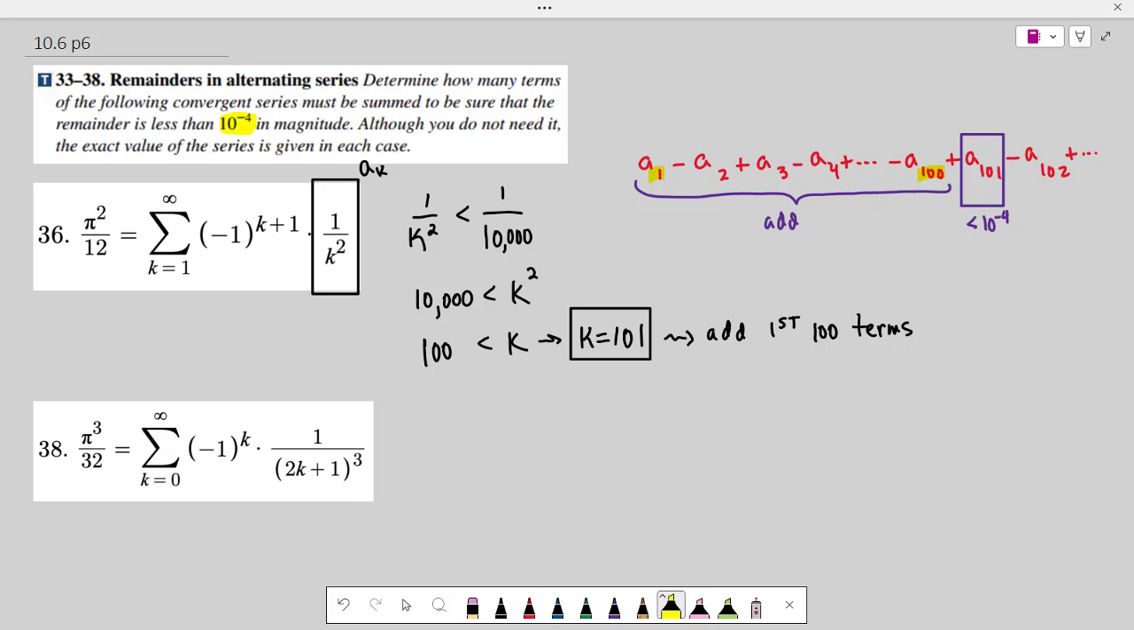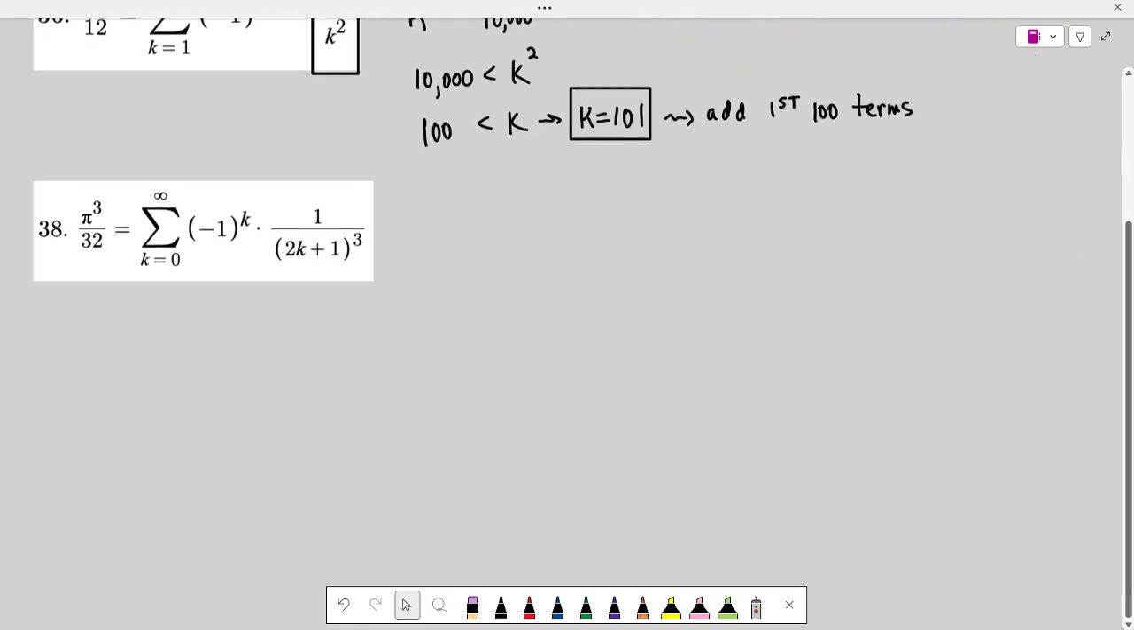If this started at a sub 0, how many terms would we have? 101. What if it started at a sub 2? 99. Exactly. Doing a little visualization here helps to just sort of see, because it's really easy to be one off. And sometimes when you get this number k, that is the number of terms. Sometimes it's not. It all depends on whether it starts at 0 or 1 or something. All right, you all try this one.